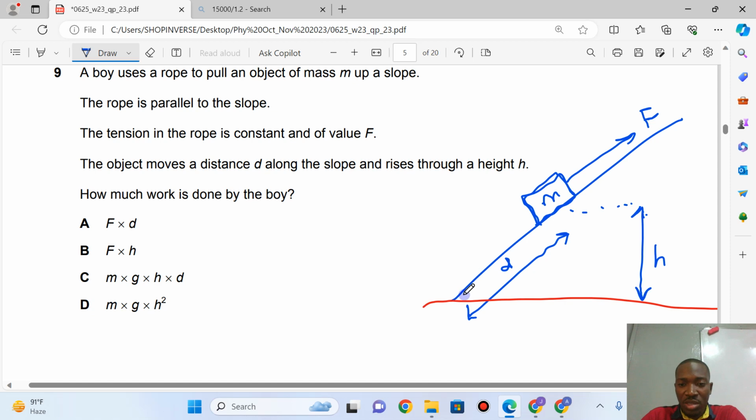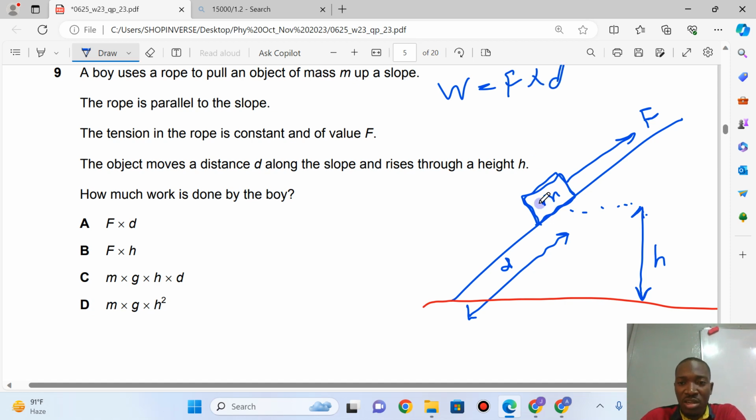Yeah, so the object has traveled this distance d, from here to here, and in that process, it rose through a height h. The object moves a distance d along the slope and rises to height h. That's correct. How much work is done by the boy? Well, the work done by the boy is the force multiplied by distance.